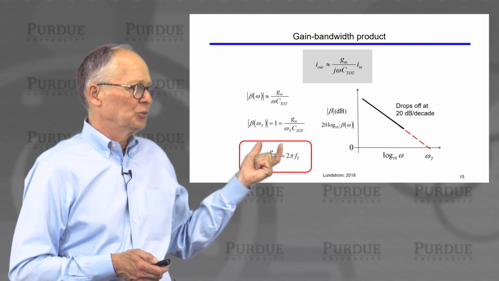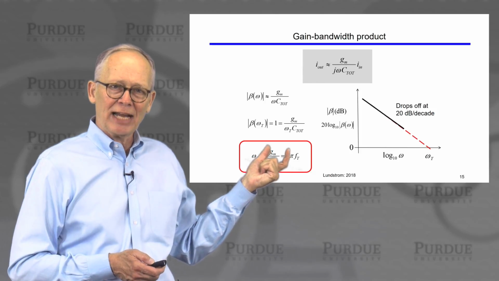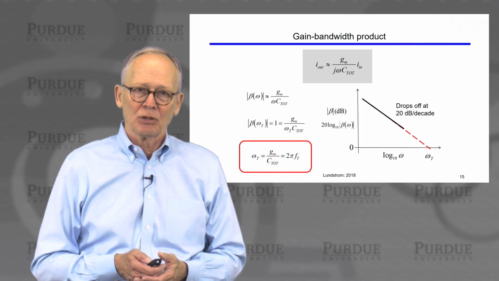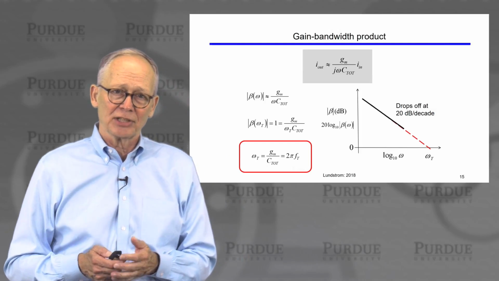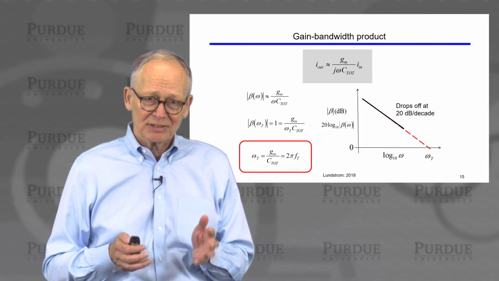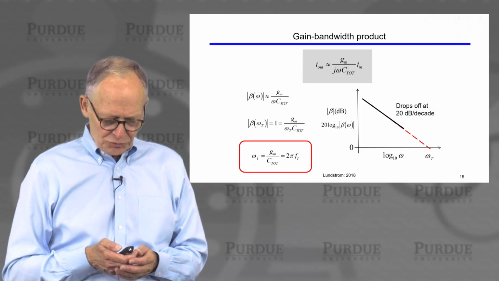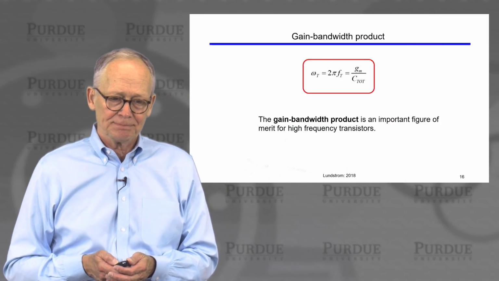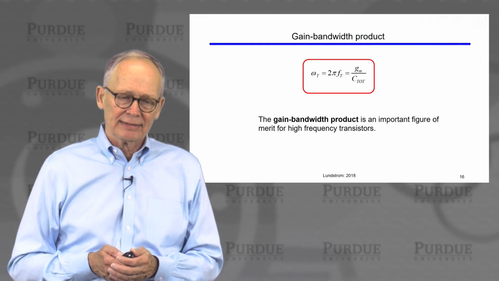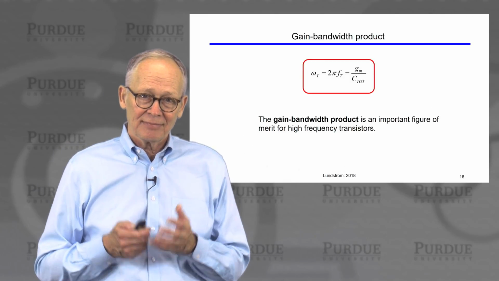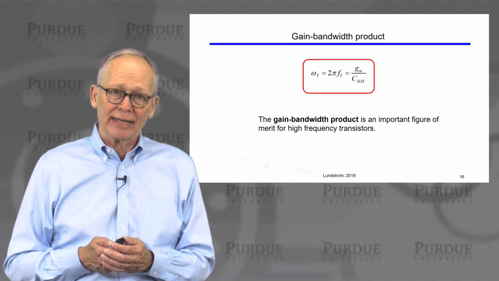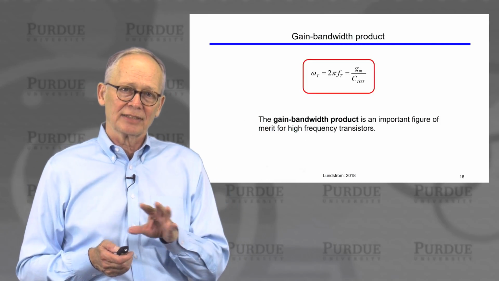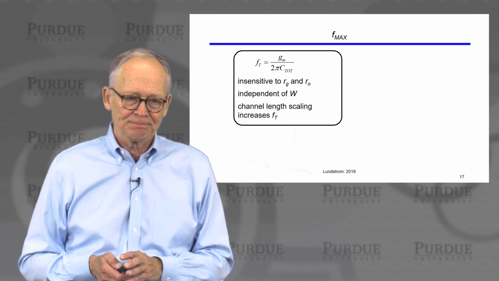g sub m is what makes the amplifier an amplifier. The higher the g sub m, the better. Capacitance is what slows things down because we have to charge and discharge the capacitor. So high capacitance is bad. So g sub m over C total is the gain bandwidth product. So the gain bandwidth product is a very important figure of merit for analog RF transistors to assure that we're going to be able to operate our circuits at the frequencies that we need to operate them at.